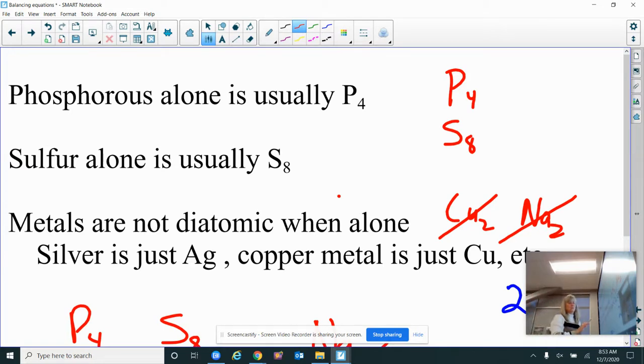But metals will never be diatomic or triatomic or whatever. If it says copper is reacted with this, it's just Cu. If it says iron is produced, it's just Fe. Okay, do not put Cu2 all by itself or Na2 by itself. They are not diatomic. Okay, they are just metals.